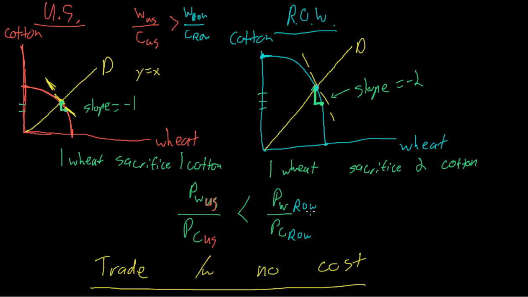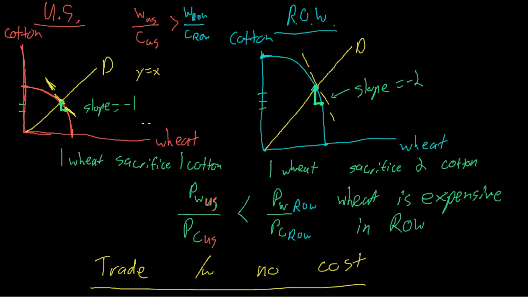And that's what this says down here, that the price of wheat relative to the price of cotton in the rest of the world is super, super high. Wheat is expensive in the rest of the world because they're so good at producing cotton. And wheat is cheap in the US relative to cotton, not because the US is super good at producing wheat. The rest of the world can actually produce a little bit more, but because the US is so bad at producing cotton compared to the rest of the world.